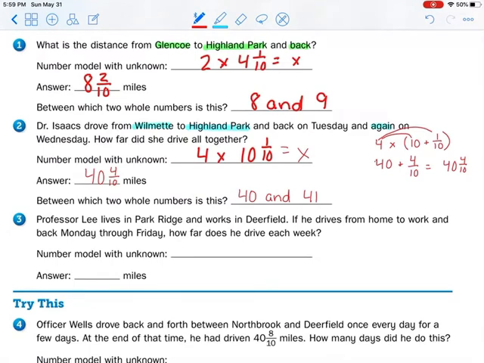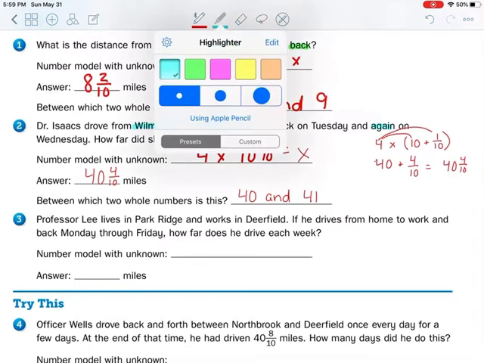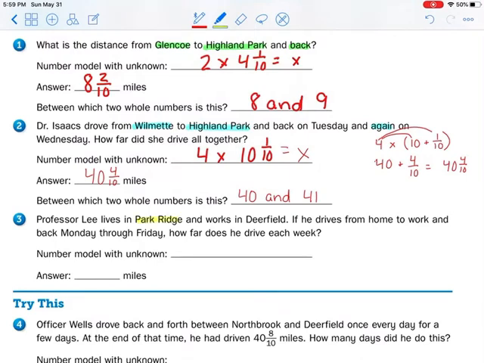Okay, let's look at number 3. Professor Lee lives in Park Ridge and works in Deerfield. If he drives from home to work and back Monday through Friday, how far does he drive each week? Okay, so you have to be careful. So there and back means he did it 2 times. If he did it 2 times, Monday through Friday, that's 5 days. So you have to take the distance and now multiply it by 10 to get the correct distance.